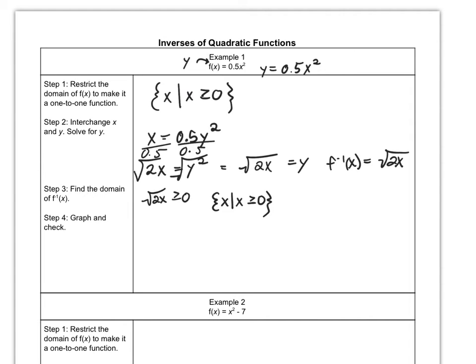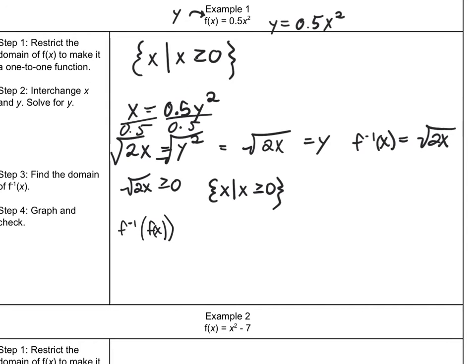So let's check this and see if we got it right. First, I'm going to check it by finding the inverse of my original function. So that means I'm going to find the square root of 2 multiplied by my function. See, I'm substituting f of x in place of x in my inverse. So that's the square root of 2 times 0.5 times x squared, which is going to end up as the square root of 1x squared.